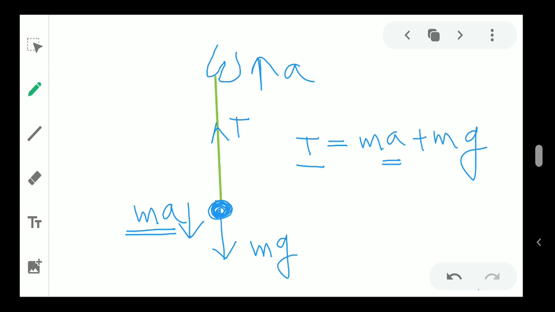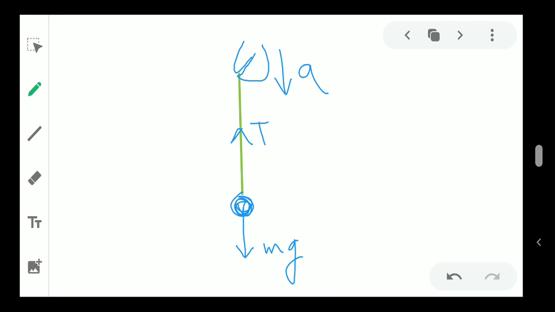Now if we talk about another situation, when you have the same thing and now you are moving your finger in the downward direction suddenly, what will happen here? If you give a sudden downward jerk, you can see that tension was working as usual and mg was there as usual. Now when you are trying to go in the downward direction with your hand, what will happen?